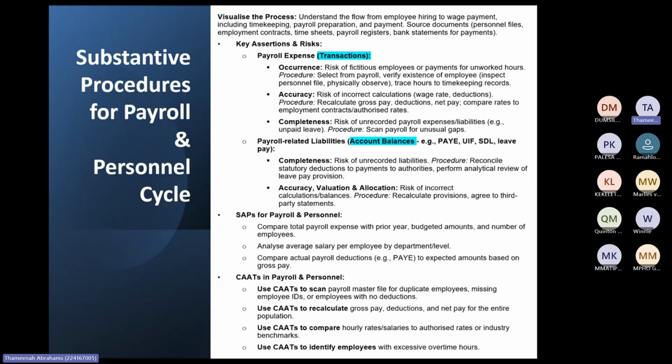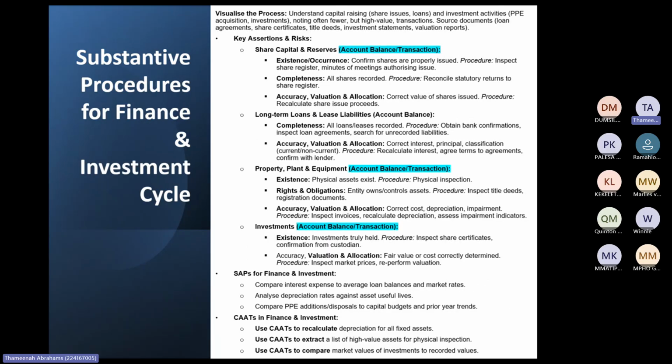You can use CAATs to compare hourly rates or salaries to authorized rates or to industry benchmarks, or you can use CAATs to identify employees with excessive overtime, because sometimes in the scenario they'll tell you there's only a maximum of overtime. Like I think on the Sunday session we said there's only 10 hours of maximum overtime that can be worked. So then you can use CAATs to scan the payroll master file for any excessive overtime that exceeds 10 hours.